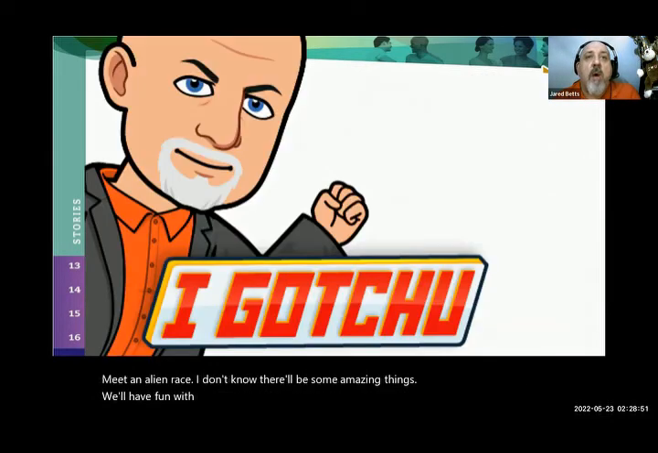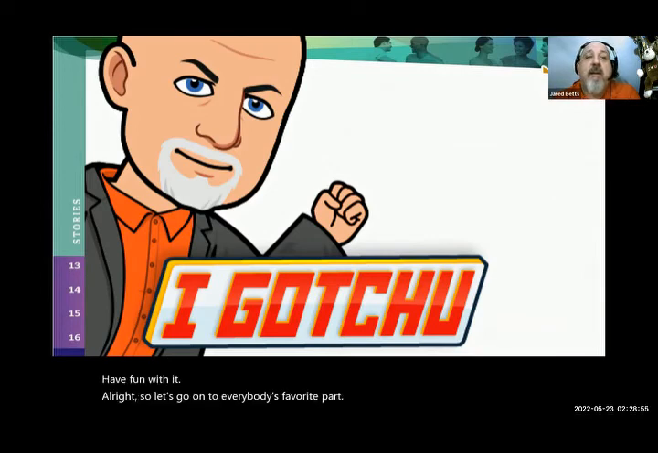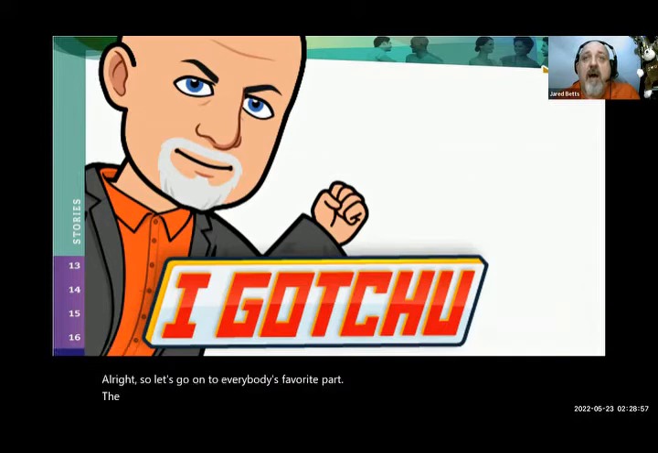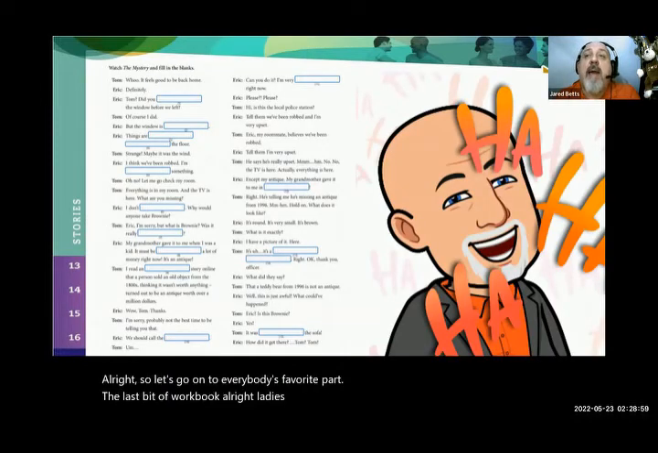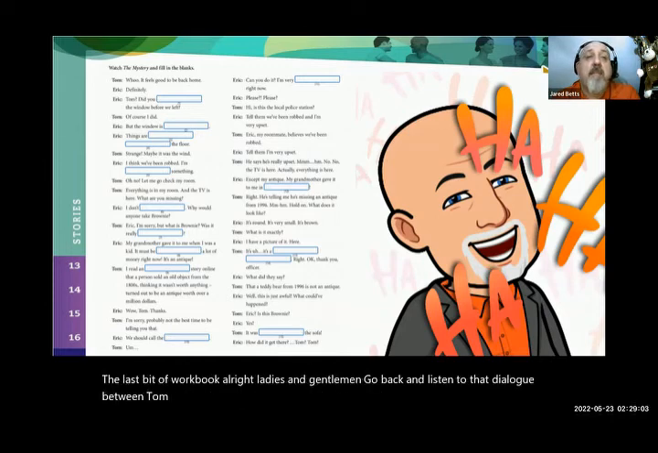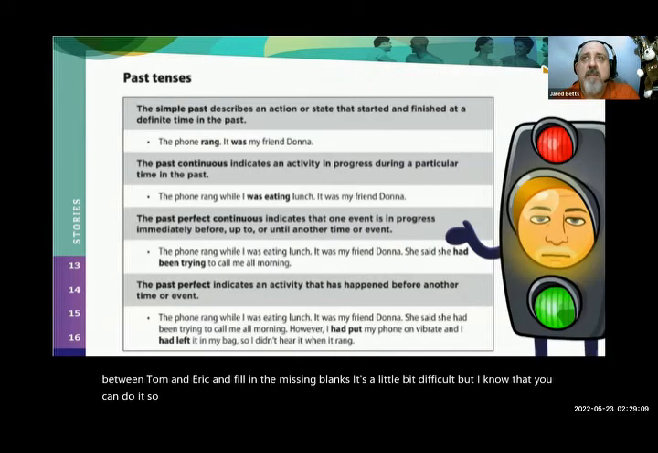All right, so let's go on to everybody's favorite part. The last bit of workbook. All right, ladies and gentlemen, go back and listen to that dialogue between Tom and Eric and fill in the missing blanks. It's a little bit difficult, but I know that you can do it. So go and have some fun with it.